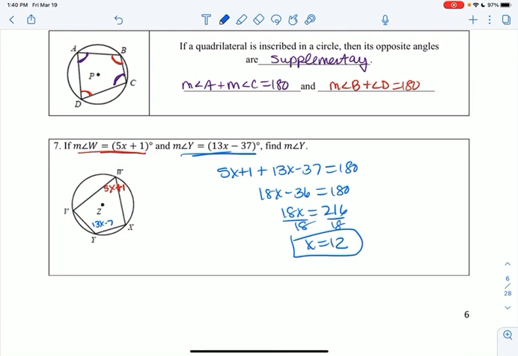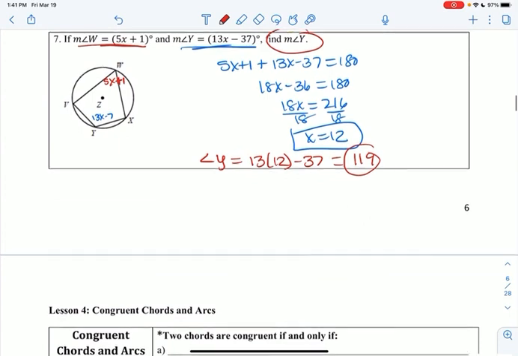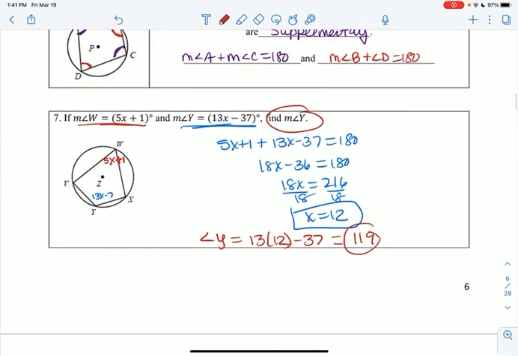Now be careful though, because I'm actually asking you to find angle Y. So angle Y is just equal to 13 times 12 minus 37, and that equals 119. Okay, and that's it for today. We'll practice all that tomorrow.